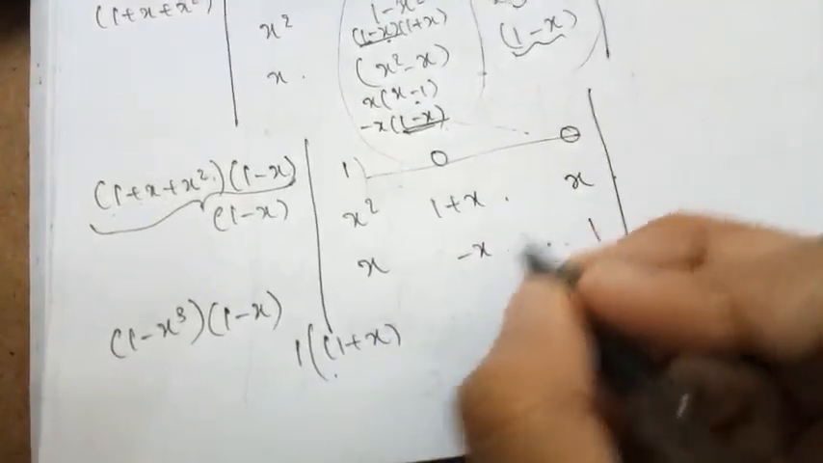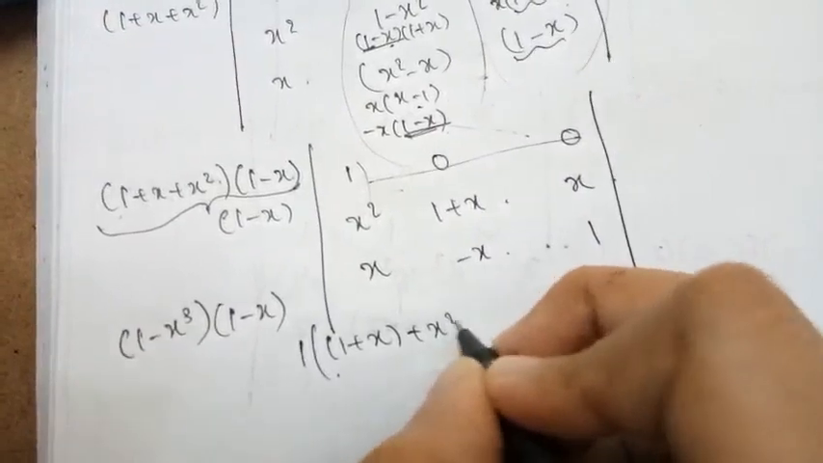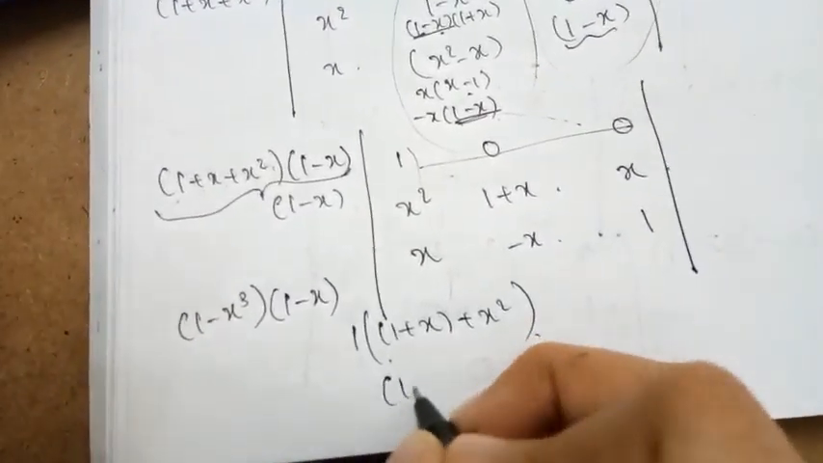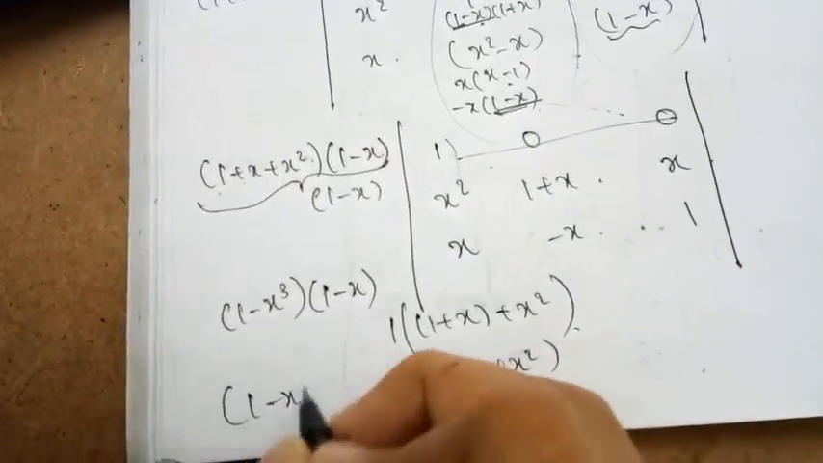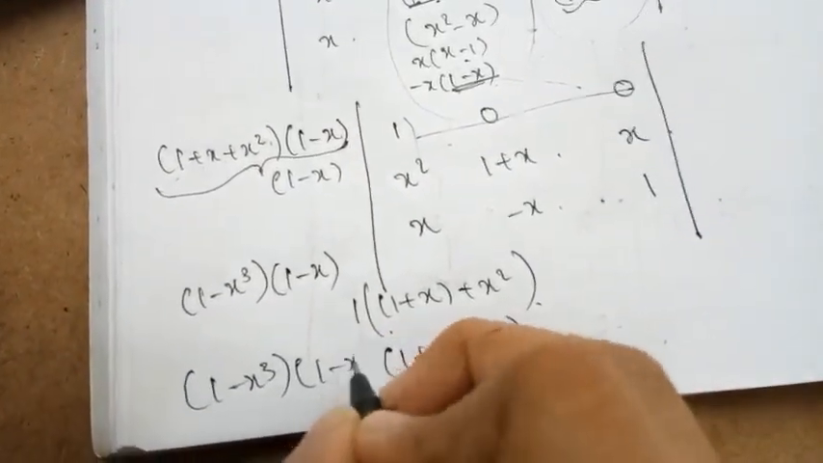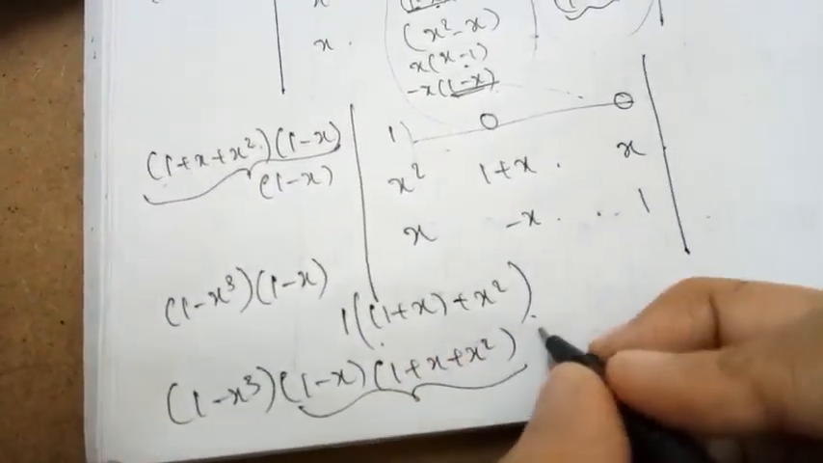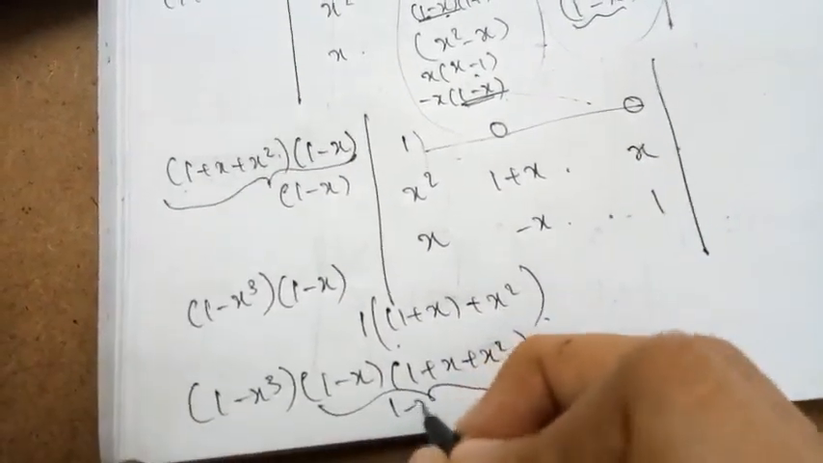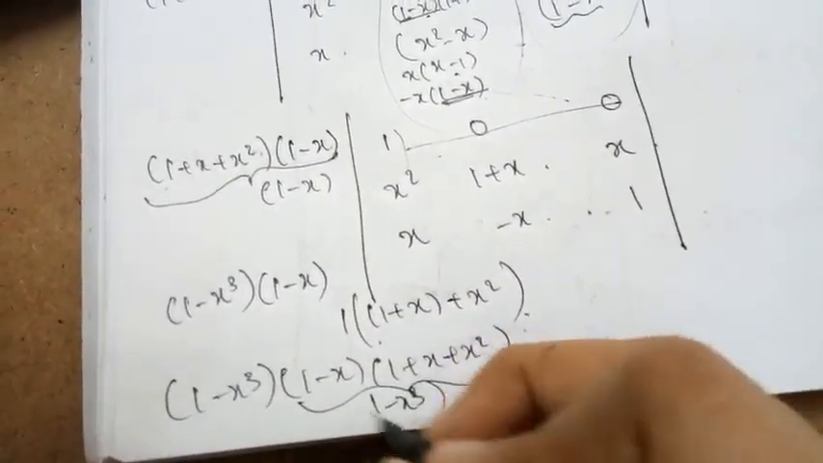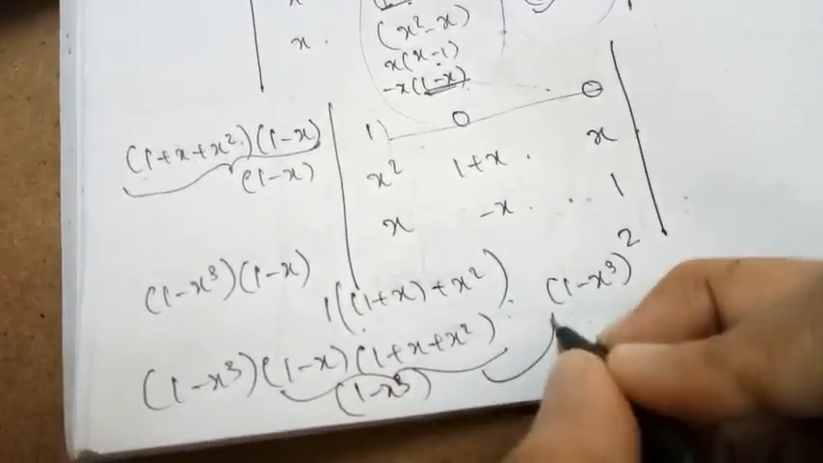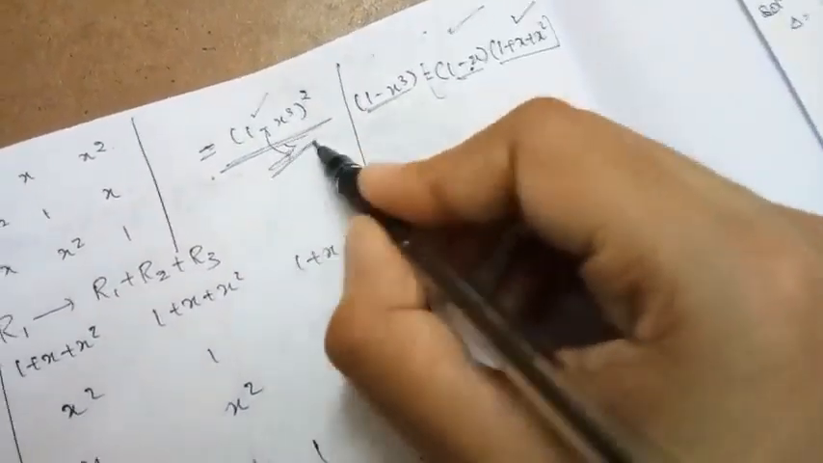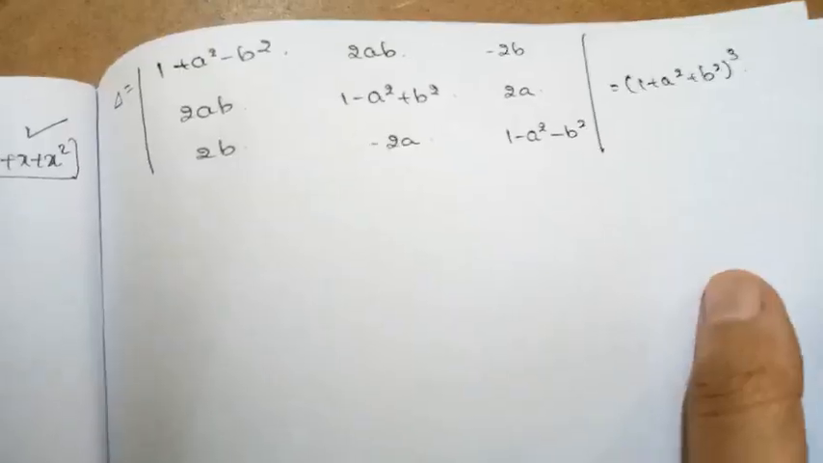plus x, minus into minus plus x square. What happens? 1 plus x square. Here 1 minus x cube into 1 minus x. Now combining these two, that is nothing but 1 minus x cube. So 1 minus x cube into 1 minus x cube, it is nothing but 1 minus x cube whole square, which is nothing but our RHS, hence proved.